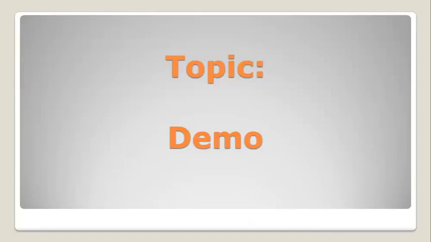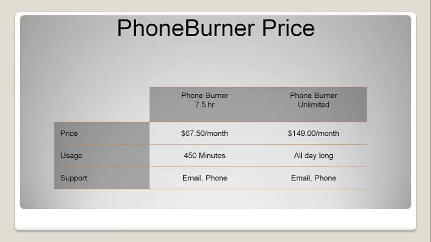So, that's a quick demo or overview of how PhoneBurner works. Once again, let's cover the pricing. We have two account levels. We have a PhoneBurner 7.5 hour, which is $67.50 a month. It includes 450 minutes of usage each month. And then the PhoneBurner Unlimited is $149 a month. You can use it all day long.